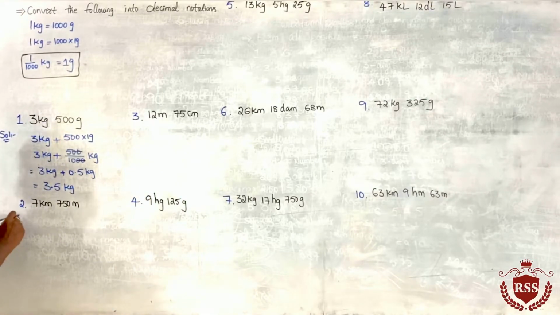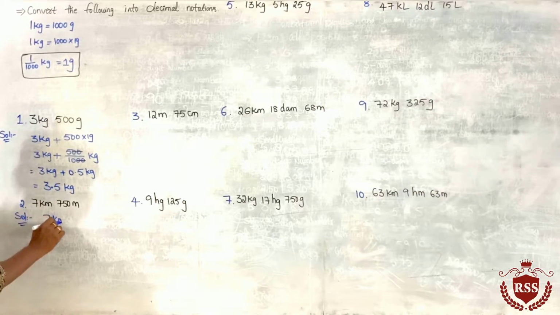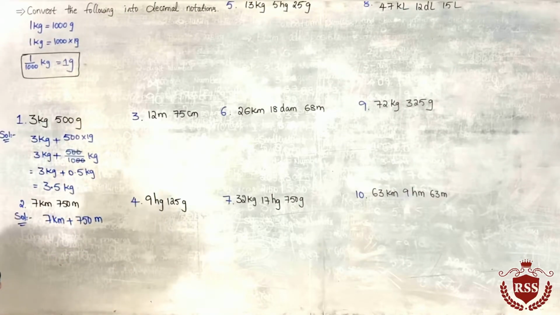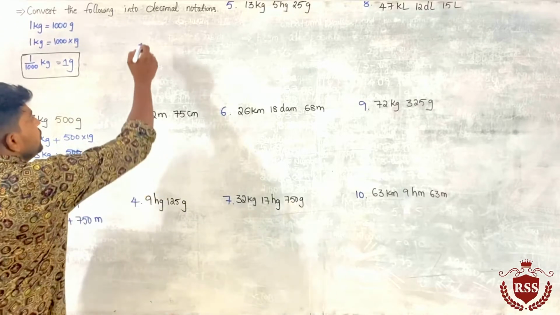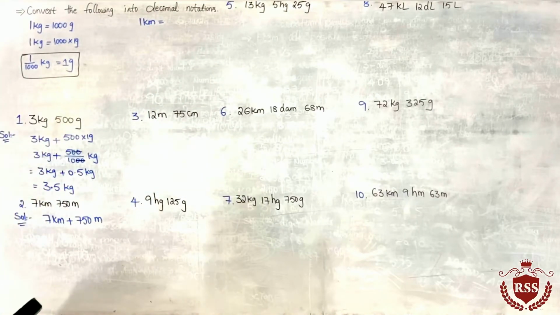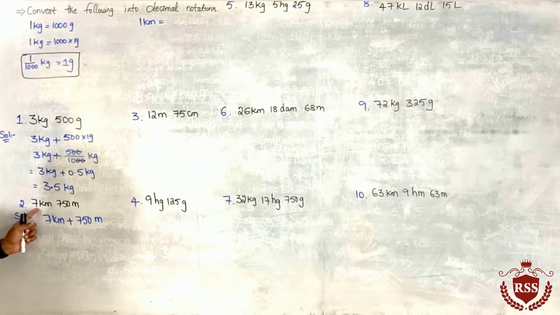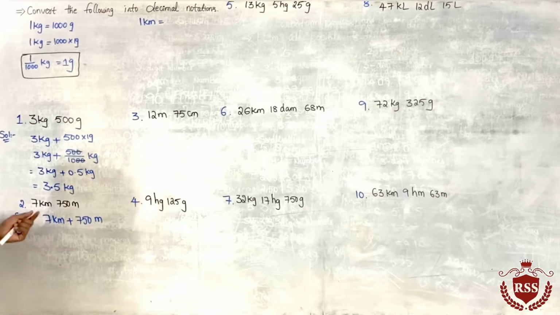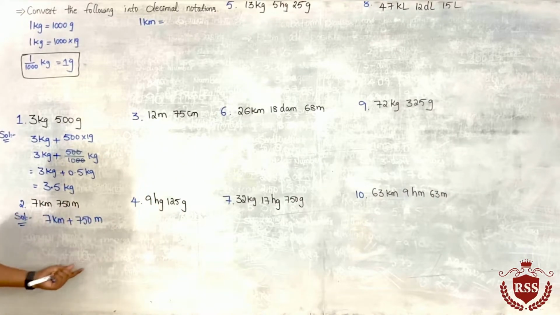Next one, look here: 7 kilometers plus 750 meters. Let's take kilometers. Why are we taking kilometers? Because here the maximum unit in the given question is kilometers. So the total question will be converted into kilometers only. That is the decimal notation.